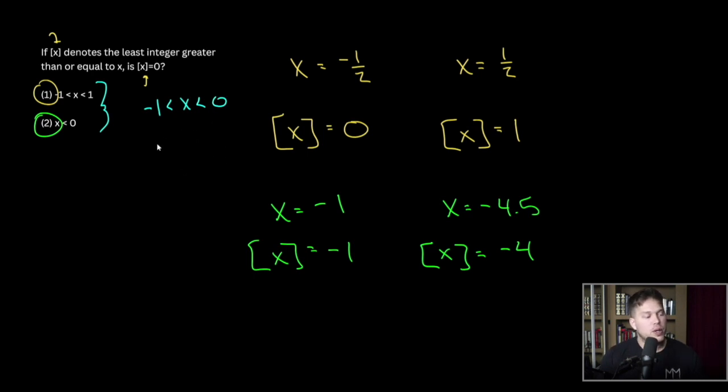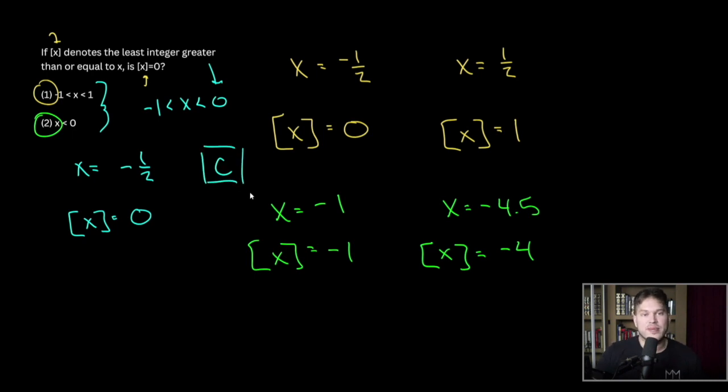Now with this, the only integer, like if we played with -1/2 again, -1/2 for x, as we already said, would mean that x in these brackets would be 0. And 0 is, no matter what, going to be the least integer greater than x if x is bound between -1 and 0. Therefore, both statements together are sufficient to answer the question, so our answer is choice C.